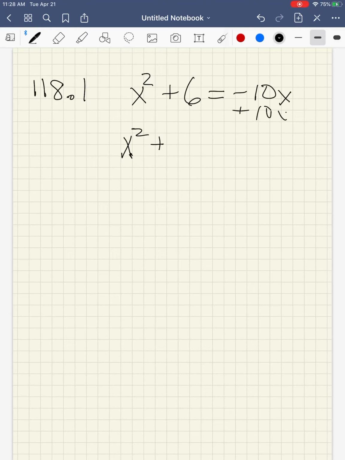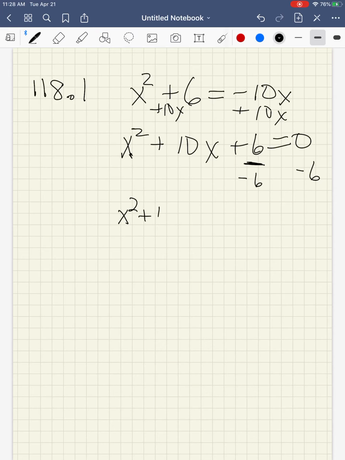We add 10x to both sides, set it equal to 0. All right, and we isolate the constant. Remember, the constant is the number that does not have a variable with it. So to isolate it means we need to subtract it from both sides. So it's over there isolated all by itself. So we have x squared plus 10x equals -6. Okay?